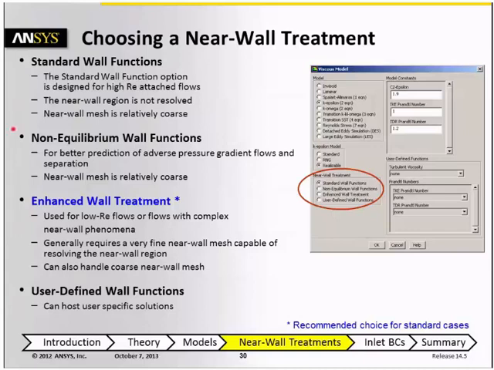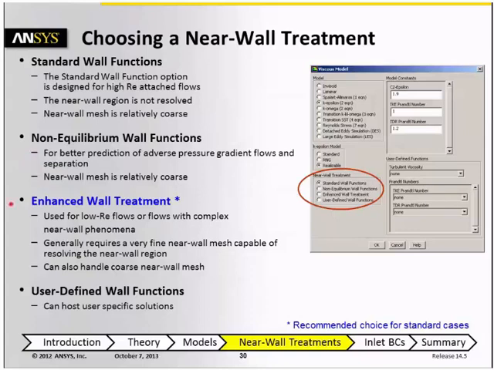With standard and non-equilibrium wall functions, the first grid point needs to be in the logarithmic layer, and so as we saw in one of the earlier slides, this means that the near wall region is not resolved by the mesh, and therefore the near wall mesh is relatively coarse. Wall functions are best suited for high Reynolds number attached flows, and compared to standard wall functions, non-equilibrium wall functions can give more accurate predictions if you have adverse pressure gradient and mild separation, but generally we don't recommend the use of wall functions when you're trying to predict flow separation.